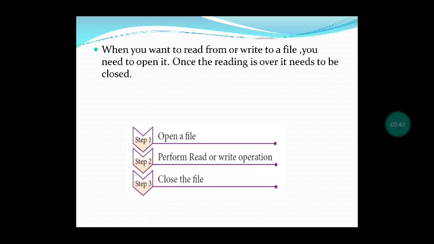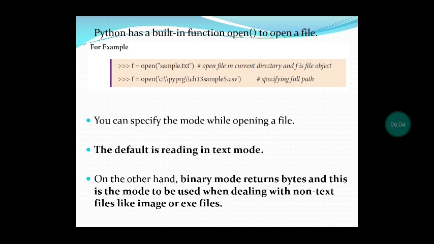For that purpose, for both reading and writing, you have to use the following steps. First, you have to open a file, and then you can perform either a read or write operation, and finally you have to close the file. So these are the steps for reading and writing the CSV file in Python.